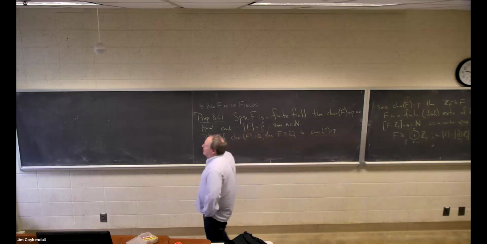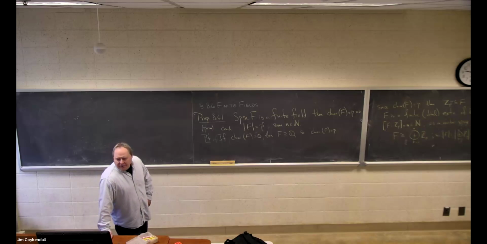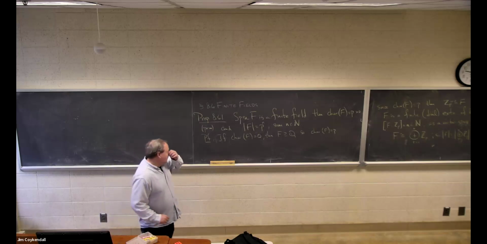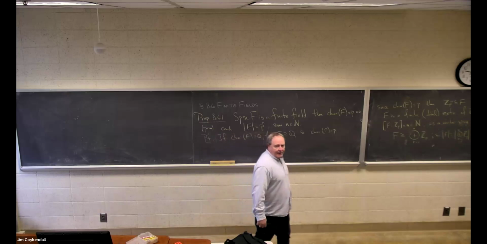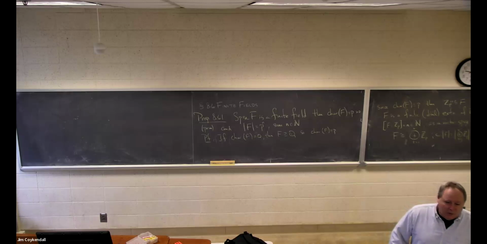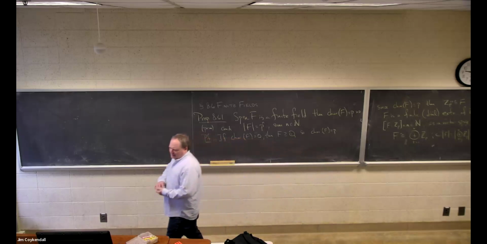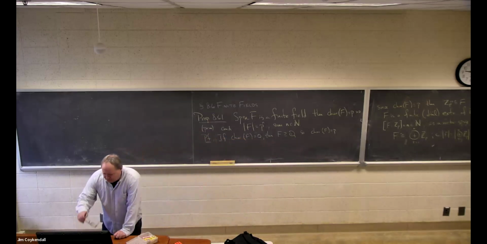So I know that for every prime there is a finite field of order p, namely Z_p. I also know that if the field is finite, of characteristic p, then any finite field that I might find of characteristic p has p to the n elements. What is an obvious question after that?